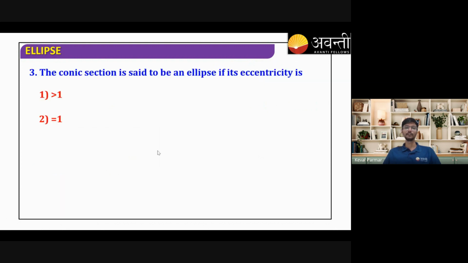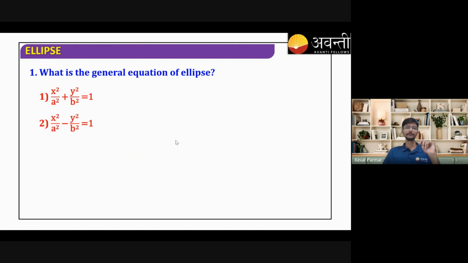The conic section is said to be an ellipse if its eccentricity is... Come on. Eccentricity for an ellipse should be less than 1. Super. If it's a parabola, it is equal to 1. If it's a hyperbola, it is greater than 1. And if it is 0, that means it's a circle. We don't need to know about the circle. We need to know only about parabola, ellipse, and hyperbola. What is the general equation of an ellipse? Come on, just now we studied it.